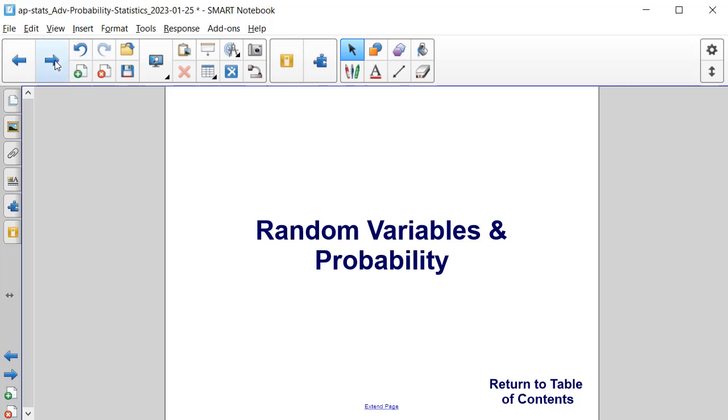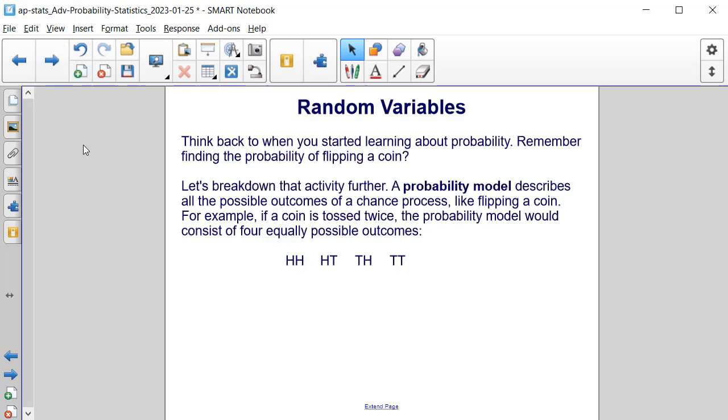Random variables and probability. Think back to when you started learning about probability. Remember finding the probability of flipping a coin? Well, let's break down that activity further. A probability model describes all of the possible outcomes of a chance process, like flipping a coin.